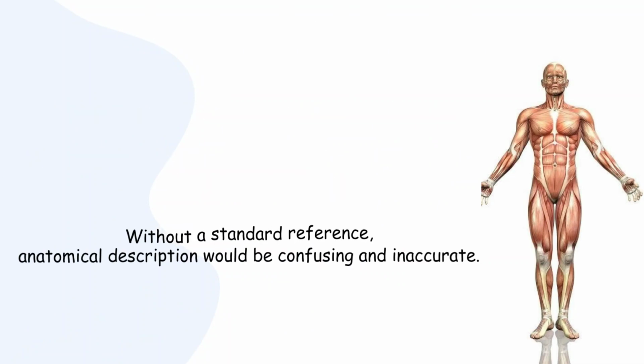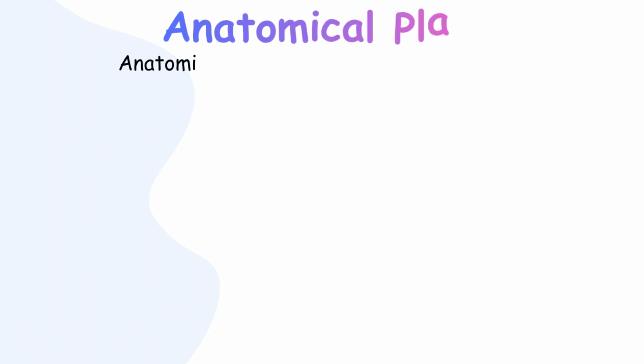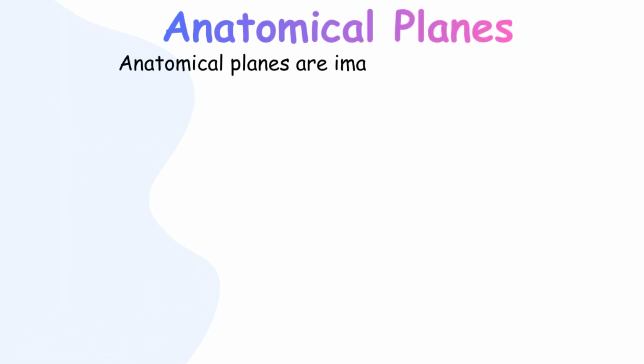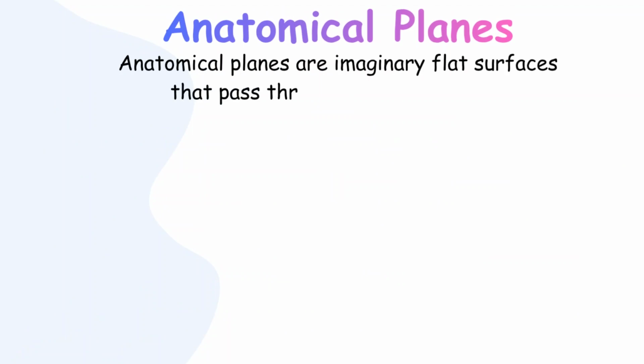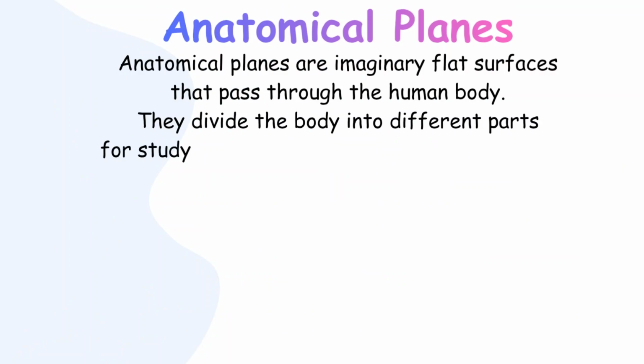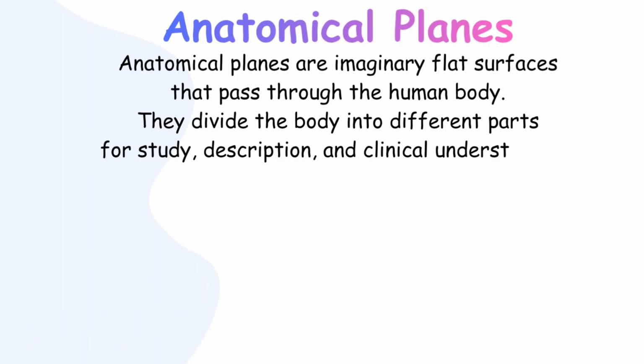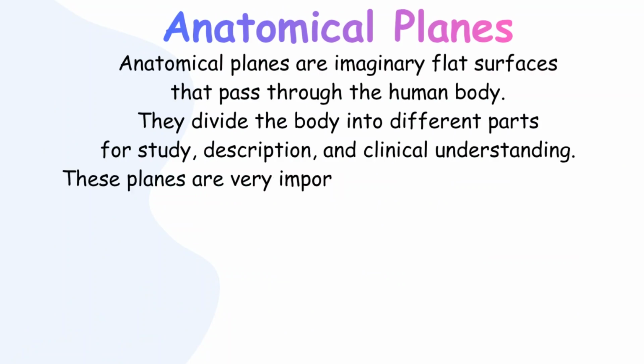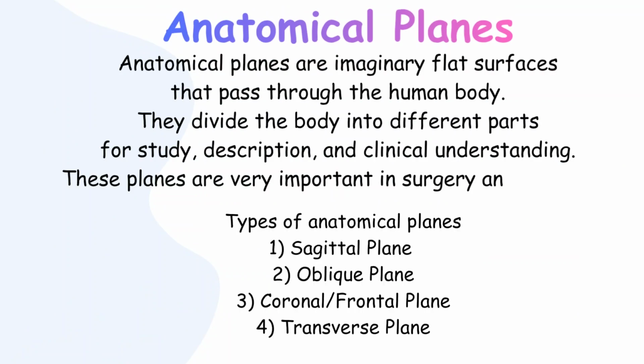Now let's study our next topic, which is anatomical planes. To study the human body properly, we imagine certain flat surfaces passing through it. These imaginary flat surfaces are called anatomical planes. They divide the body into parts and help in understanding structure, movement, and radiological images. The four types of anatomical planes are sagittal plane, oblique plane, frontal plane, and transverse plane.